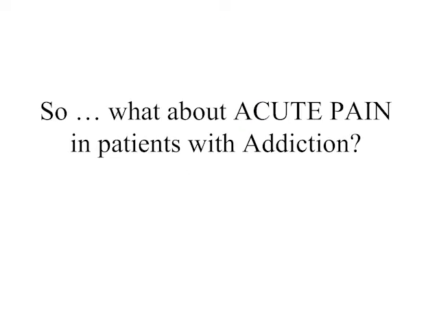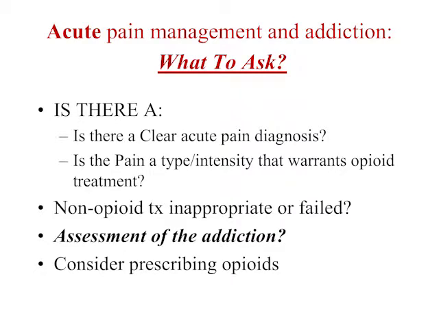All right, so let me talk about acute pain and addiction. This is what addiction consultants do on med-surg services all day, every day. We get paged all the time. We got this patient with addiction. What should we do about their pain? So this is what we think about. First, we say to ourselves, is there a clear acute pain diagnosis? And is it a diagnosis that warrants opioids? That's the first question. We usually ask you guys, let's talk to anesthesia or let's talk to the surgeons. Is it an acute pain diagnosis? Is it clear? And is fibromyalgia a clear diagnosis? I don't know.